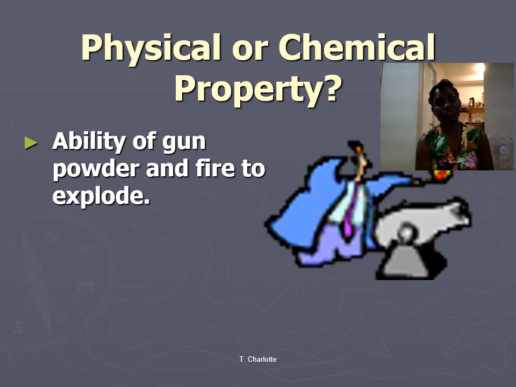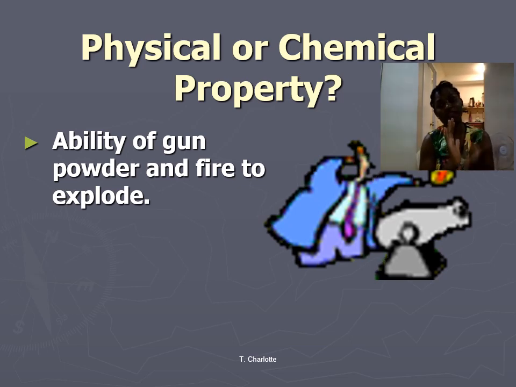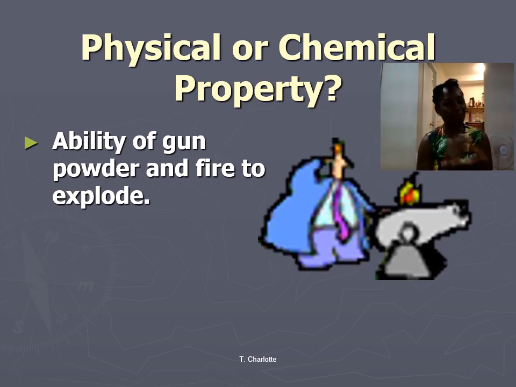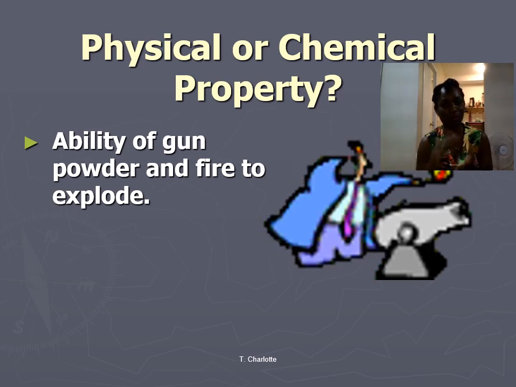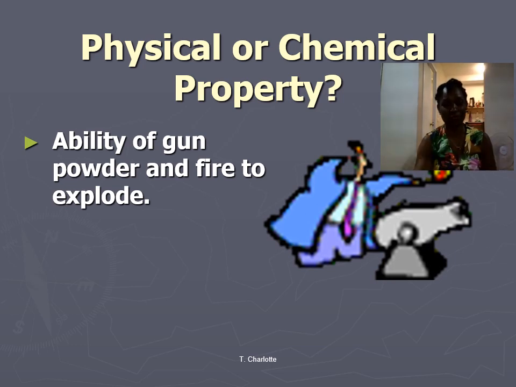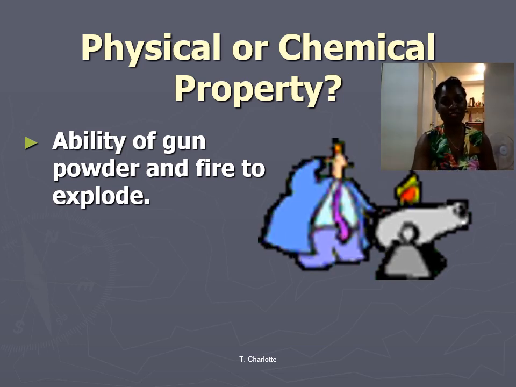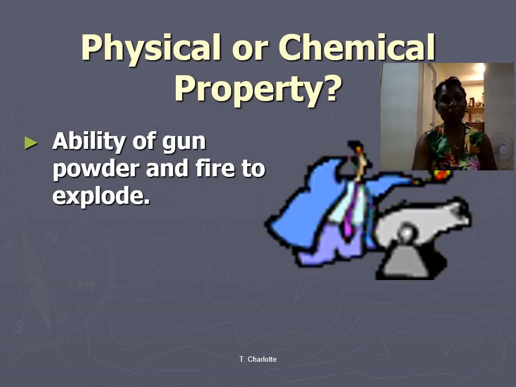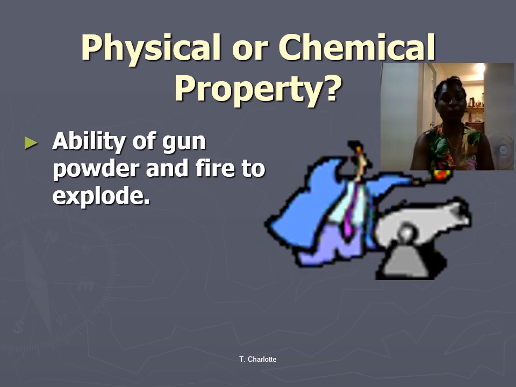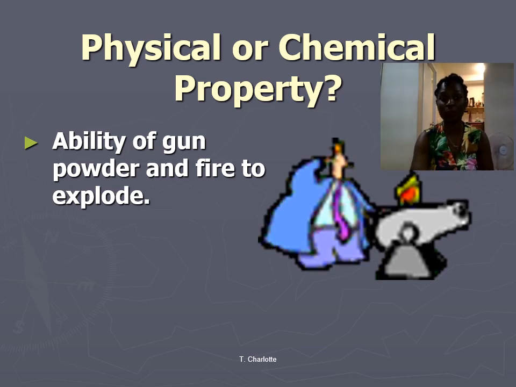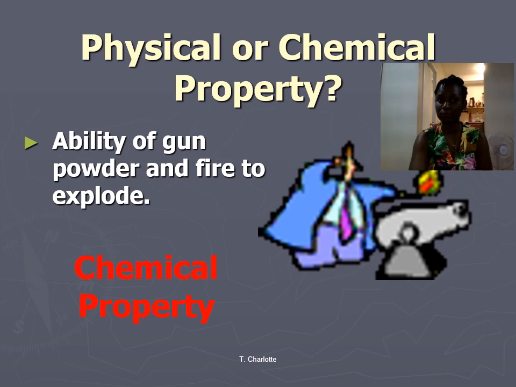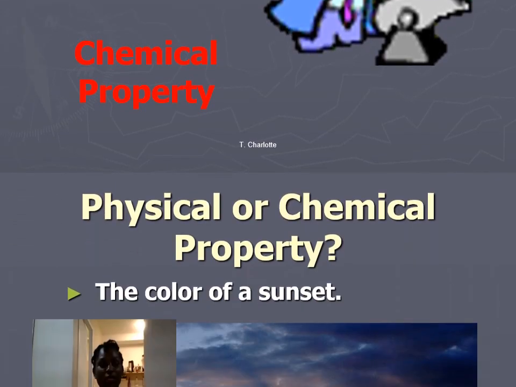Now, physical or chemical. So we have a short activity here. Remember, you're going to get more of these in your notes. You get details of this in your notes. This is just a summary for you, okay? So you tell me if it's chemical or physical. The ability of gunpowder and fire to explode, chemical or physical? At this point, I'll invite you to pause the video and think, and let's see what the answer is. That's a chemical property.